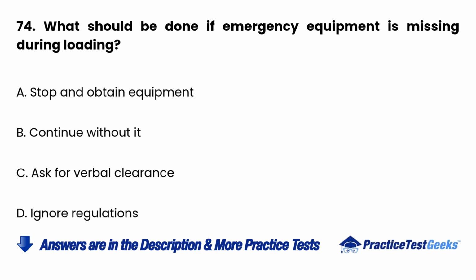74. What should be done if emergency equipment is missing during loading? A. Stop and obtain equipment. B. Continue without it. C. Ask for verbal clearance. D. Ignore regulations.